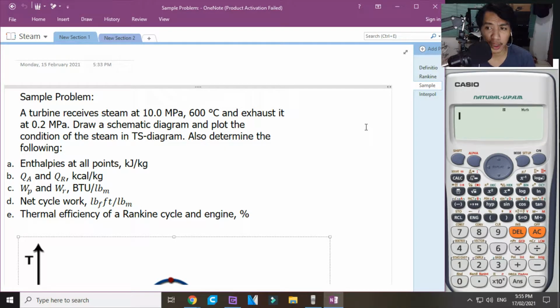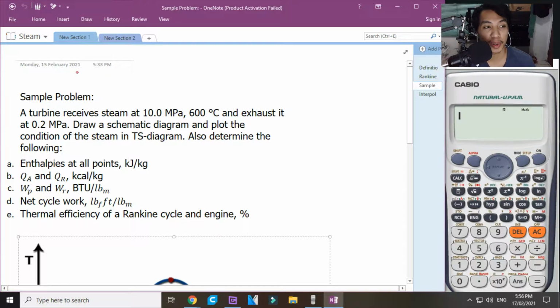I am stricter when it comes to plotting, because there you will see the quality of your steam. Whether it is saturated, wet at different points, or at a specific point, whether it is superheated, a compressed liquid, a saturated vapor, or simply a wet mixture. Now, this is the problem. Sample problem number 1 for your steam power plant.